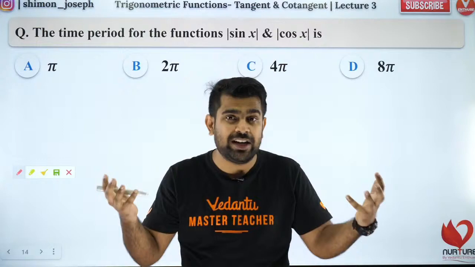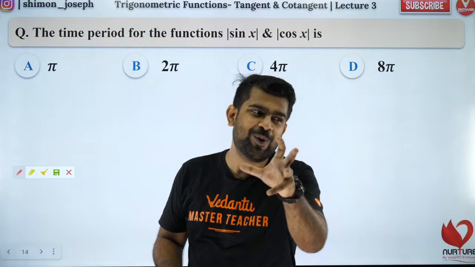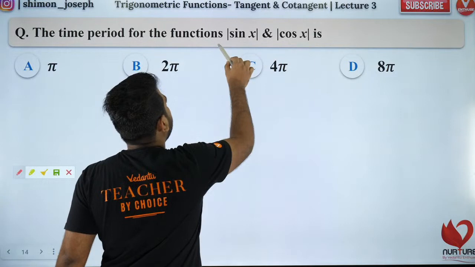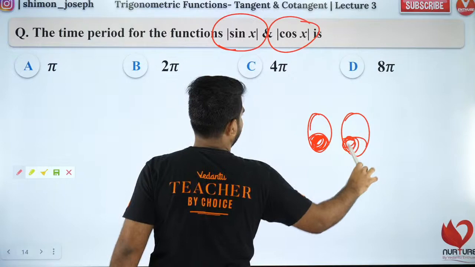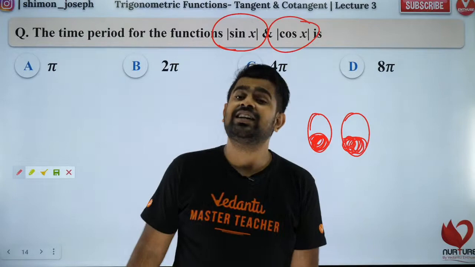Okay. What is the answer? 2 pi. No, that is a twist. That is a twist, my dear. You have the mod function, Baba function. Baba is here. Baba is watching. Please don't upset Baba. Tell me the right answer, everybody. What is the answer?